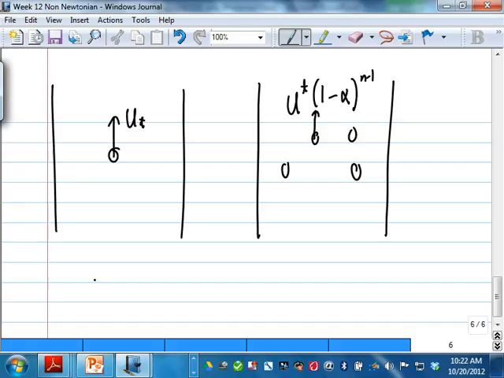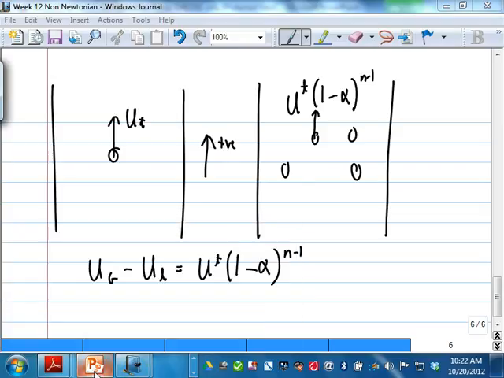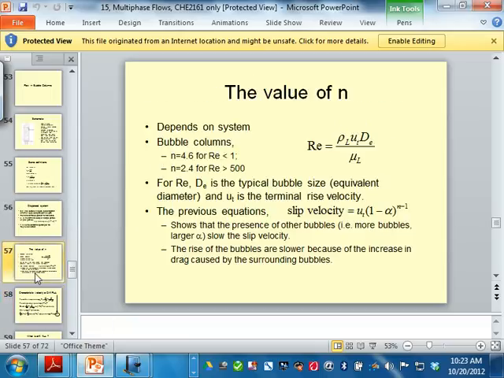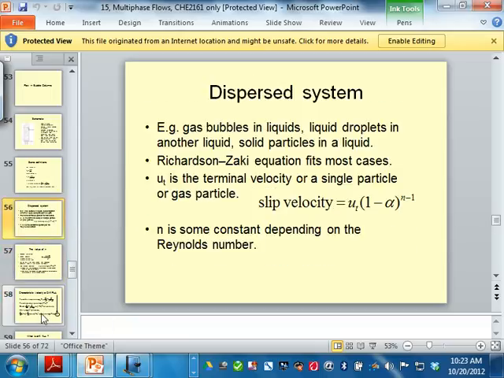This is actually the difference in velocity between the liquid and the gas, with this direction positive upwards. In other words, U gas minus U liquid is equal to UT times 1 minus alpha to the power n minus 1. Is that right? Did I copy correctly? Yes, I copied correctly.